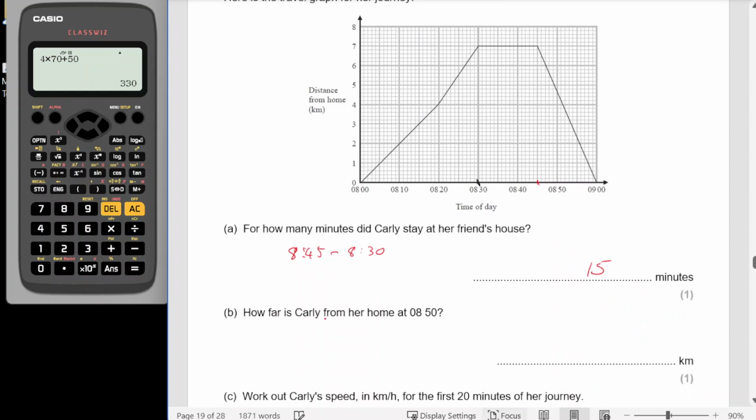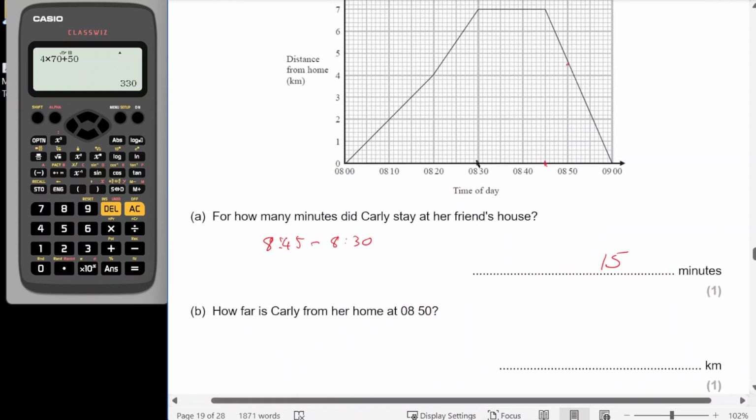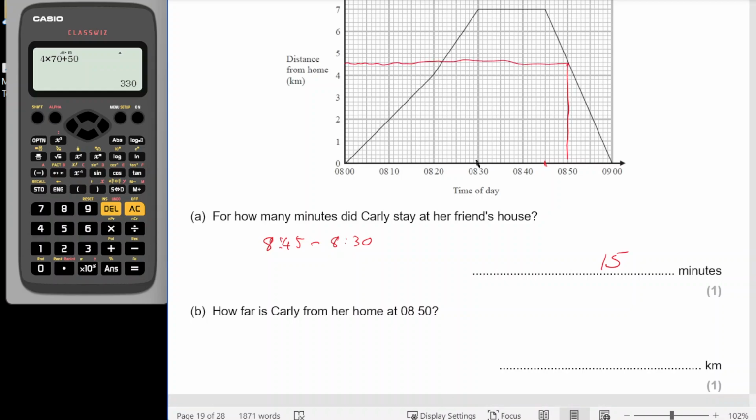How far is Charlie from her home at 8:50? So 8:50 is this time here, and then the distance from home. So I'm going up to my graph and then across. So this is going up in 2s, so 4.6 kilometers.